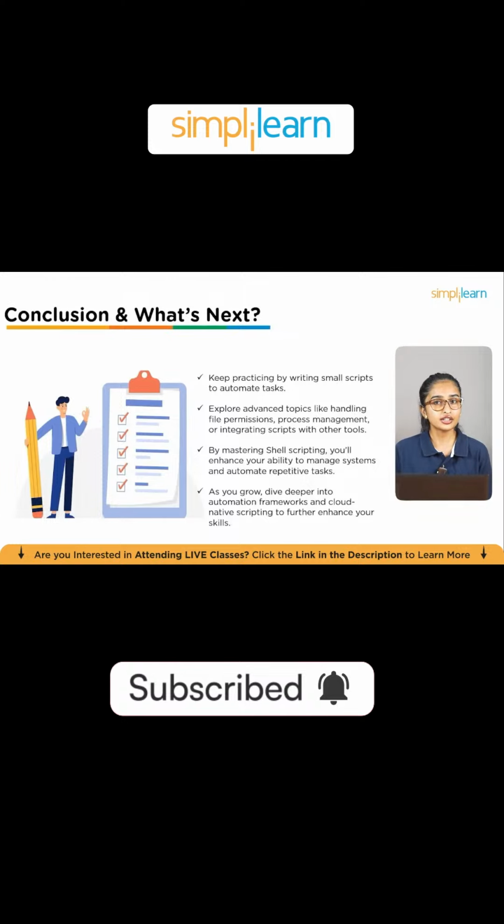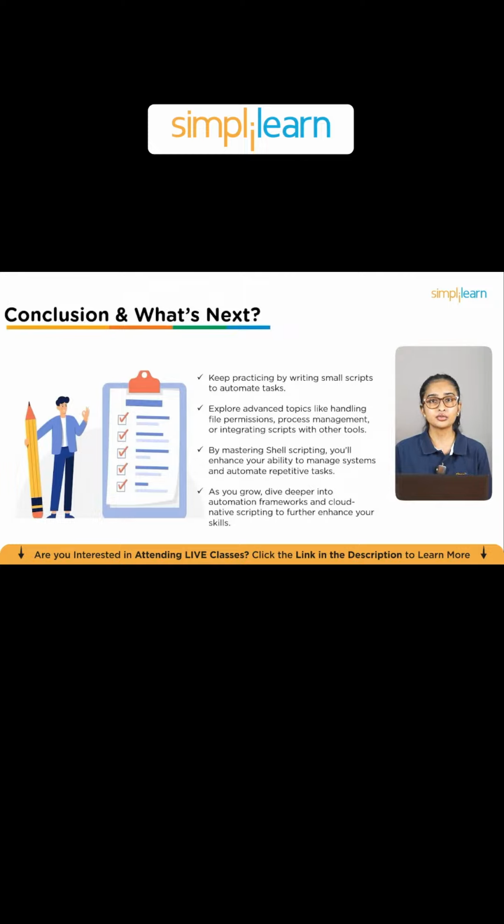Remember, just like learning to cook, shell scripting is a skill that improves the more you practice. Start by writing simple scripts to automate basic tasks. As you get more comfortable, you can move on to advanced topics like file permissions, process management, and even integrating your scripts with other tools. The skills you develop through shell scripting will help you manage systems, automate workflows, and make your digital life much more efficient. As you continue learning, explore advanced automation frameworks and cloud-native scripting to further enhance your skills and open up more career opportunities in fields like DevOps and system administration.